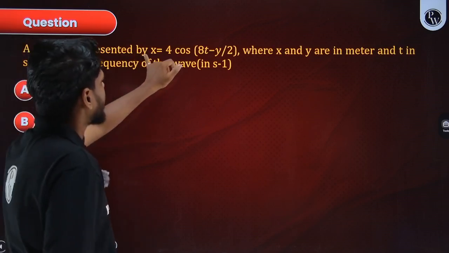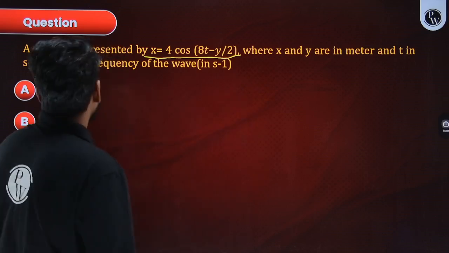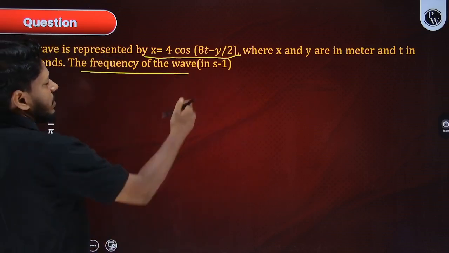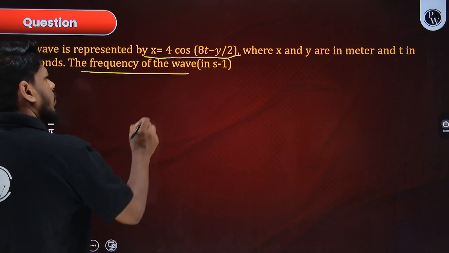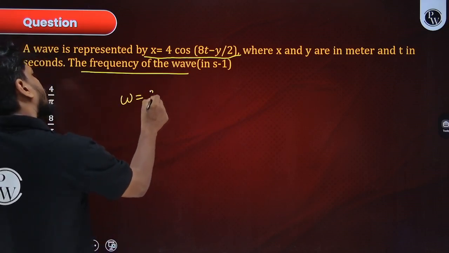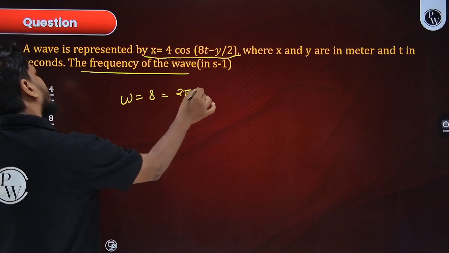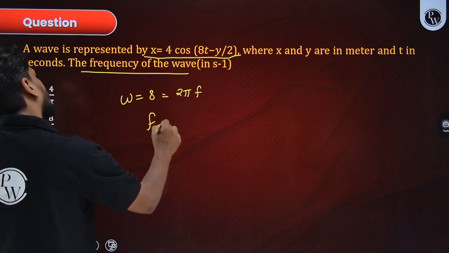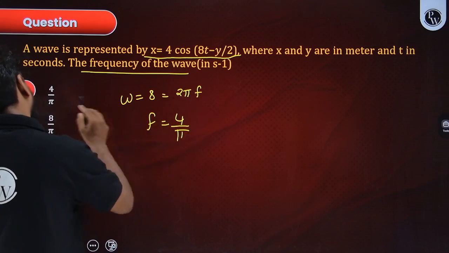Wave is represented by the given equation. They are asking me to find the frequency. From this, omega is equal to 8. And the value of omega can be written as 2 pi f. If you cancel it, frequency is equal to 4 by pi.